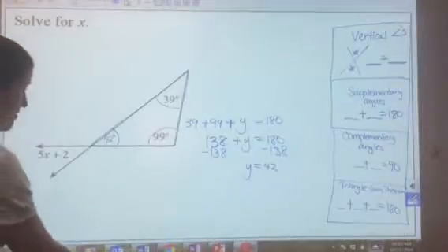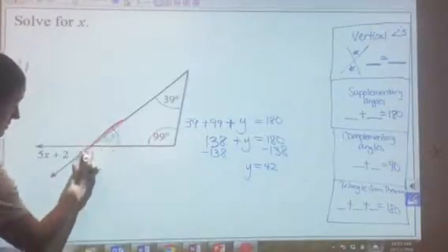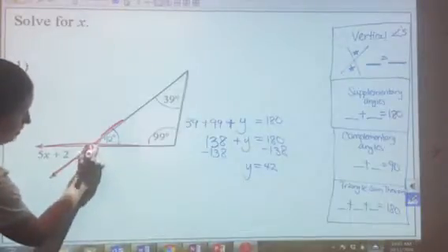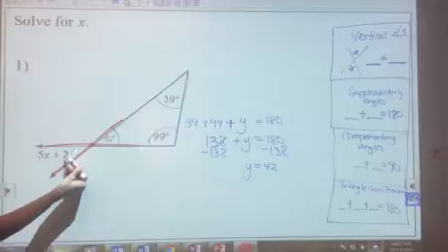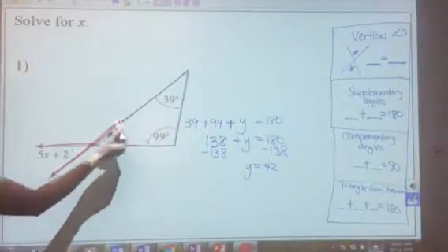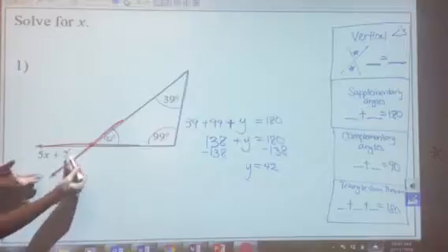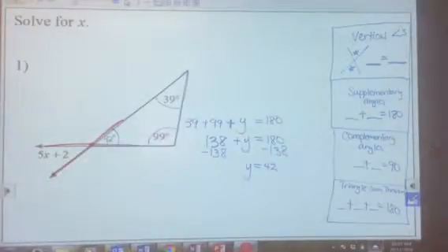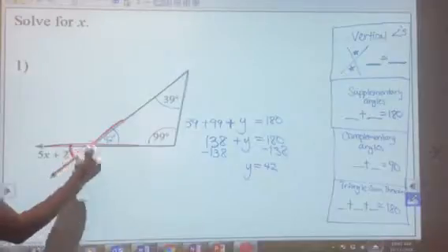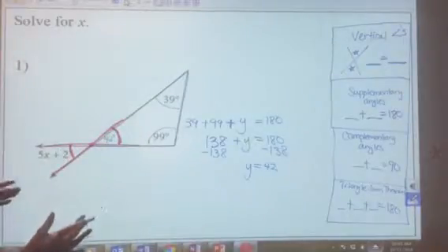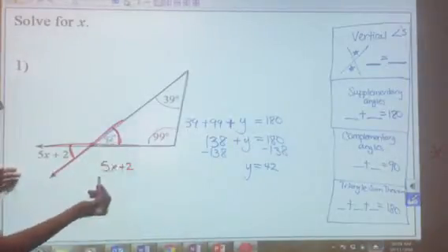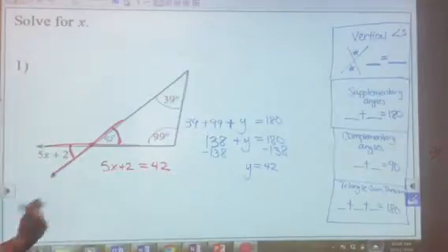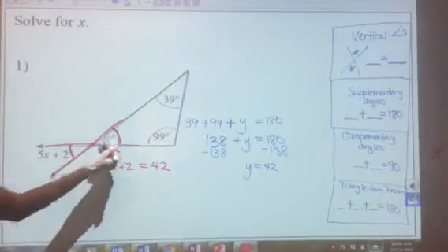Now we see that we have two lines that intersect at this point and therefore form vertical angles. They actually form two pairs of vertical angles. Vertical angles are across from each other when two lines intersect. And like they look, they are equal in measure. So I can say that this angle's measure and this angle's measure are equal. This angle's measure is represented by 5x plus 2, and we know this angle's measurement is 42. So again, those two measurements must be equal because they're vertical angles.